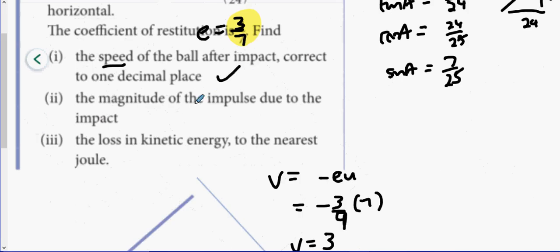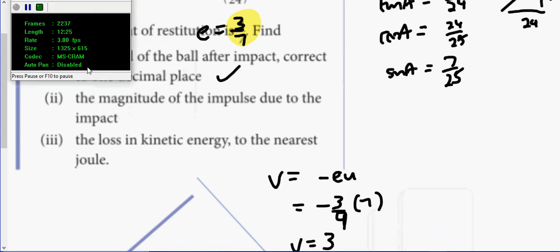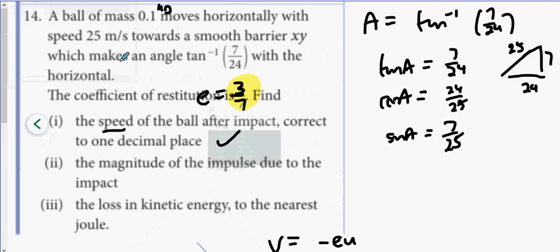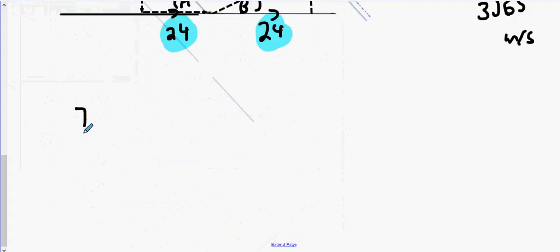Magnitude of impulse due to the impact. Okay. The magnitude of the impulse. It's been a while since I did one of these. Impulse is the following formula. Now we're going to come at it from 2 angles just to be sure you know what you're doing. mv minus mu. It doesn't matter. The 2 lines means take the positive value.